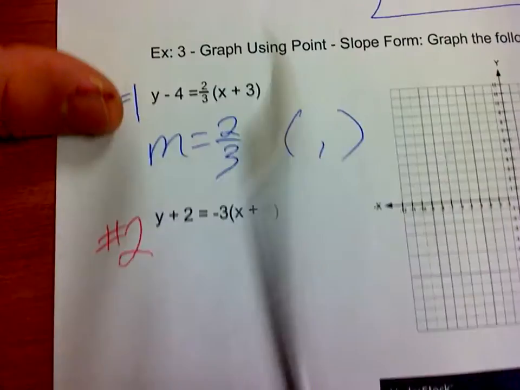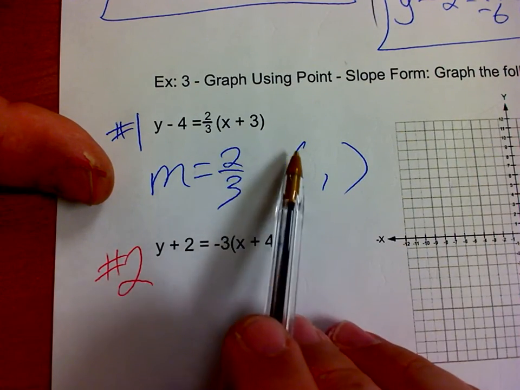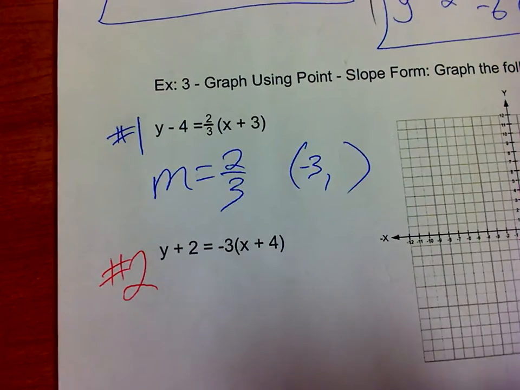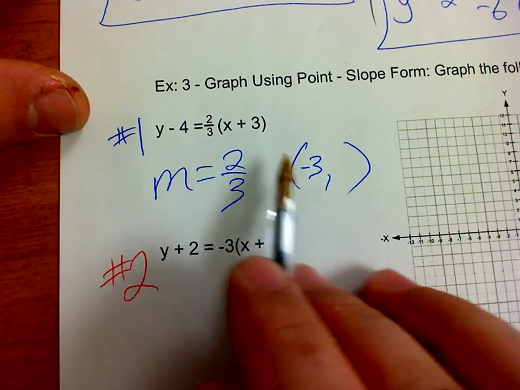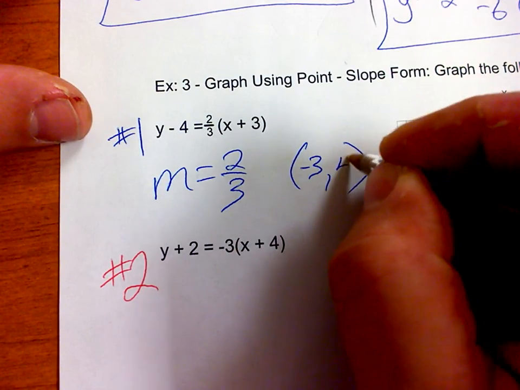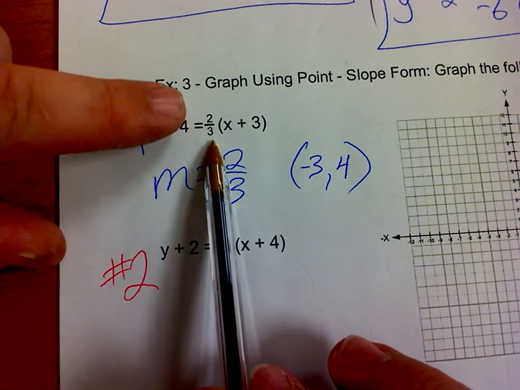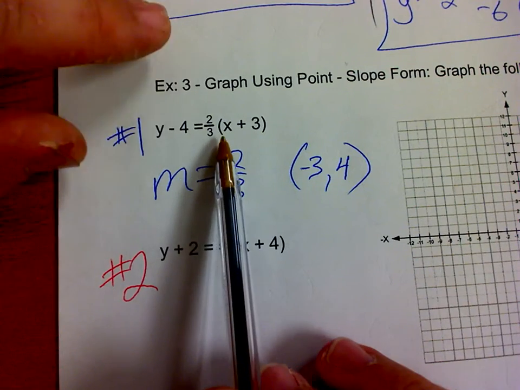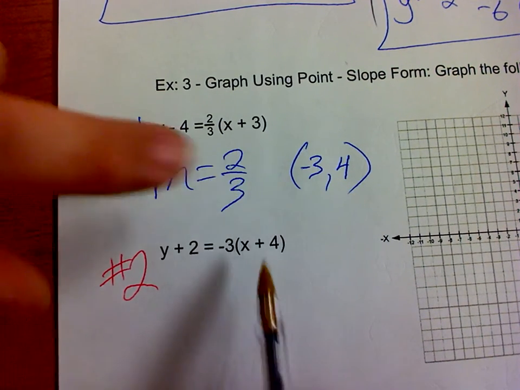So if we work backwards there, if it's positive 3 in the equation, the point itself is going to have the opposite sign. So we're going to have a negative 3 right there. And then same thing for the y. Since it's negative 4 right there, we are going to have a positive 4 for our point. Now the slope does stay the same because we didn't multiply it by a negative, or didn't have a negative in front of the equation. But since the other two had negatives in front of them, that's why they're going to get flipped signs.